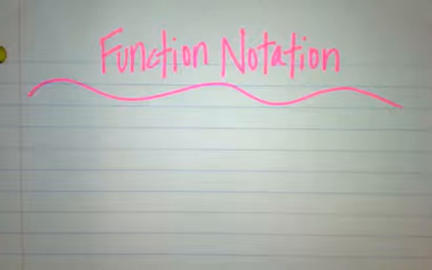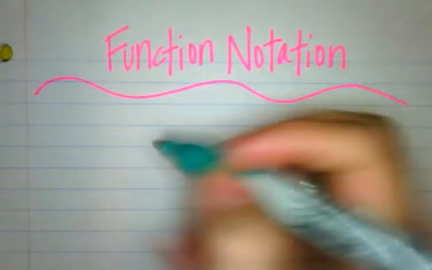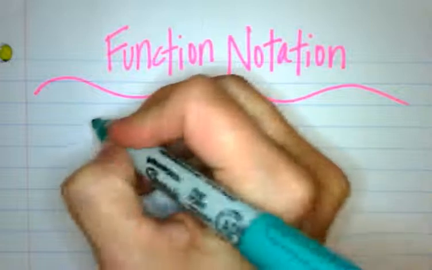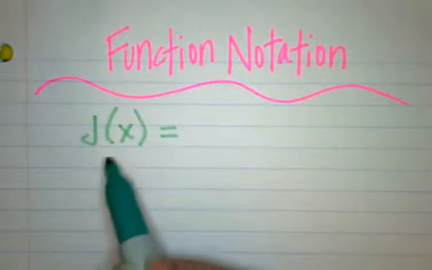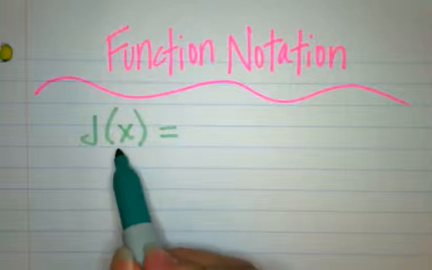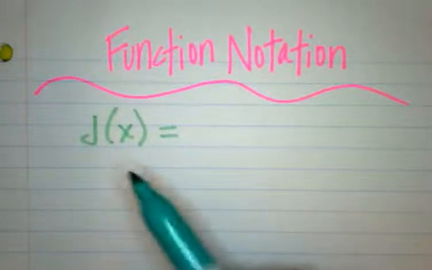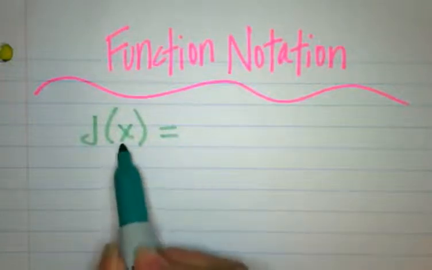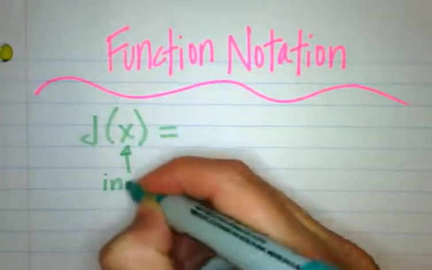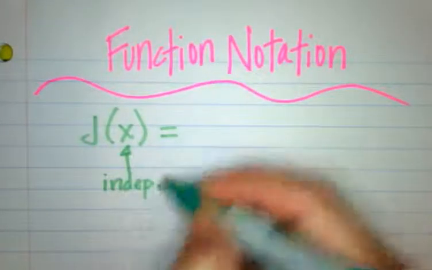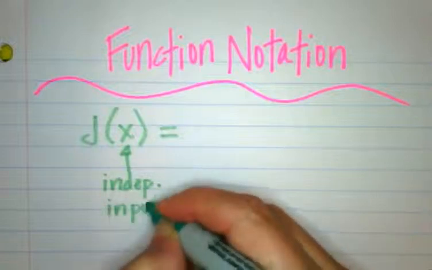So I want to review with you guys what we learned the other day about function notation, since I'm not there today to answer any questions. So just a quick review. When we do something like this, that tells us that we're talking about a function that involves both an x and a y, but we always start with the x because the x is the independent variable, or the input, if you want to call it that.